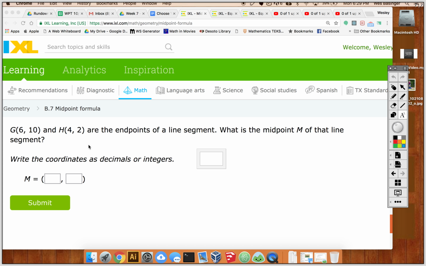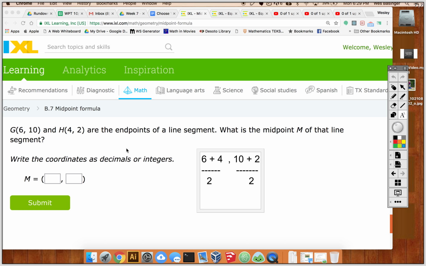So we're going to do 6 plus 4, and then there's going to be a comma, and then we're going to do the y values, 10 plus 2. And then we're going to divide both of those by 2, really, in essence, finding the average. So divide that by 2 and divide that by 2.